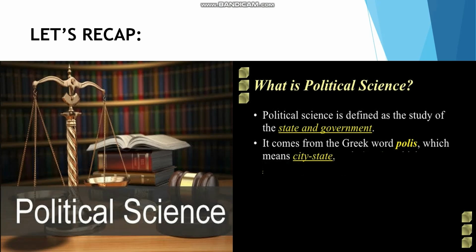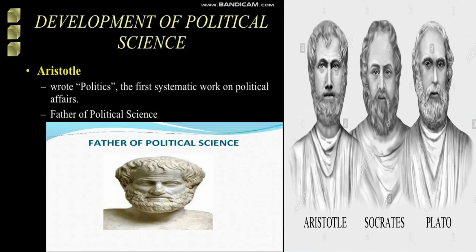The next topic we discussed is the development of political science, how it got developed. Yesterday we learnt about three Greek philosophers, Socrates, Plato and Aristotle. Plato was a disciple of Socrates and Aristotle was a student of Plato. Aristotle wrote Politics, the first systematic work on political affairs, and he is considered the father of political science.